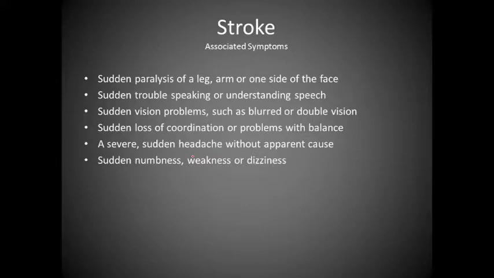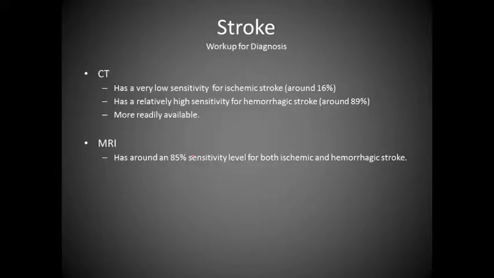You see this a lot with the hemorrhagic strokes, where the patient is just complaining of a severe headache, sudden onset, and it is almost the most excruciating thing that you can have. Also sudden numbness, weakness, or dizziness. And so that kind of goes back to the first bullet point where there's just really no explanation, but all of a sudden you get weak and you're not able to move.